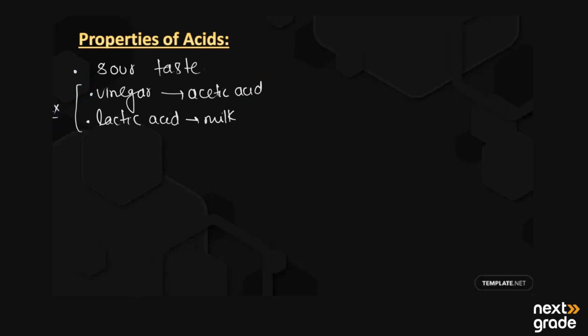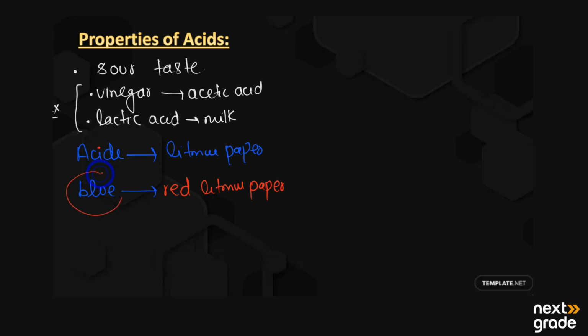Next, the property of acids is that they can change the litmus paper color, and they can turn blue litmus paper into red litmus paper. If we have to check for the presence of acids or bases, then if we dip the blue litmus paper in the acid, it can easily turn into red litmus paper. So this is the second property of acids.